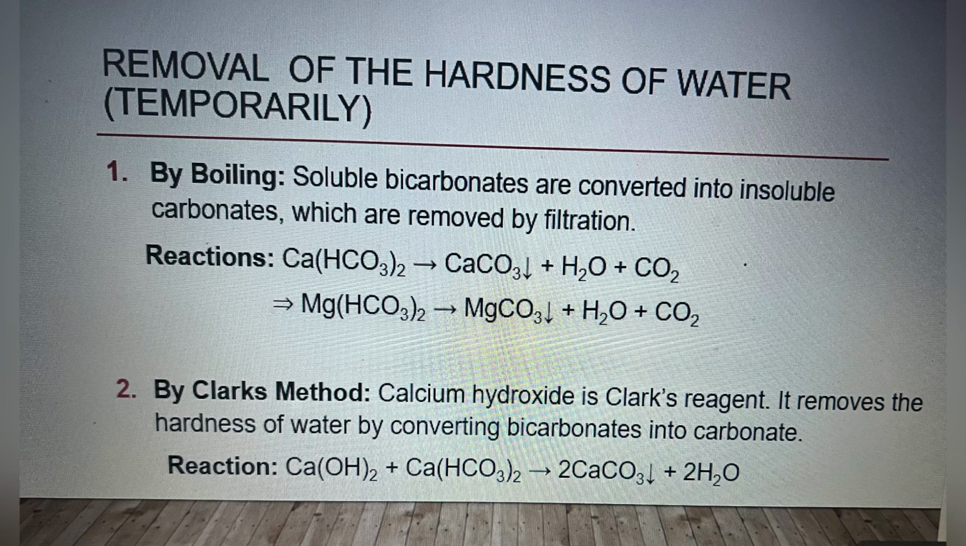Now the removal of temporary hardness of water. First process is by boiling. Soluble bicarbonates are converted into insoluble carbonates which are removed by filtration. Reactions: calcium hydrogen carbonate will give you calcium carbonate plus water plus carbon dioxide. Similarly, magnesium hydrogen carbonate will give you magnesium carbonate plus water plus carbon dioxide.